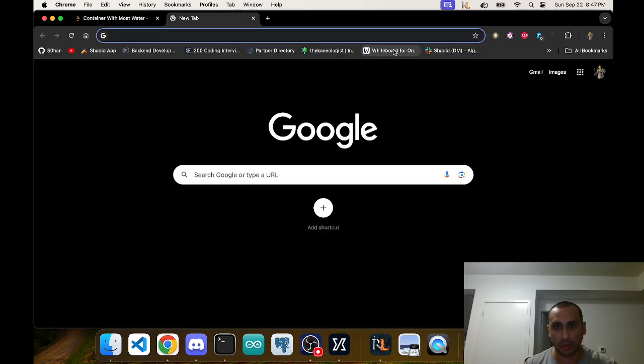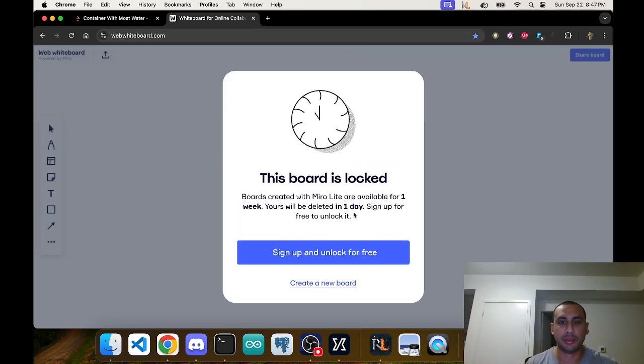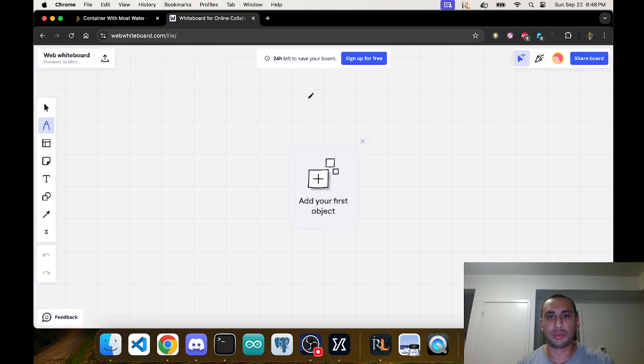Let's go to the whiteboard. I want to see if I can intuitively solve it, so basically just looking at the question and trying to solve it without any code. That would be my first step.